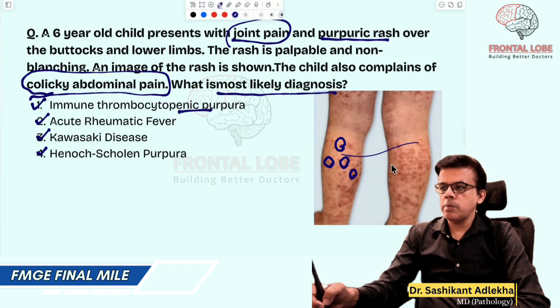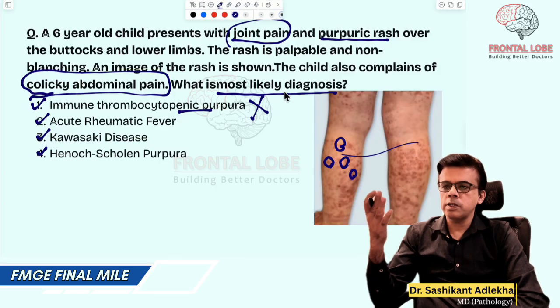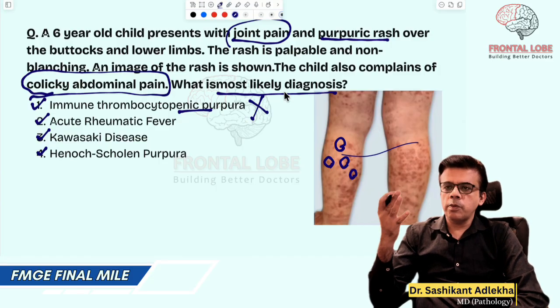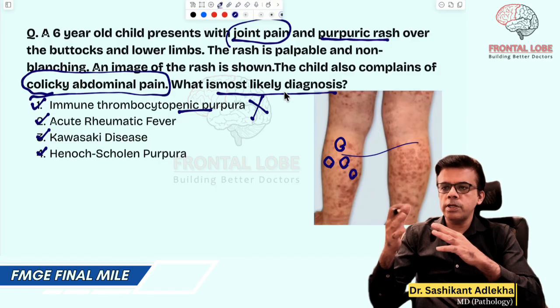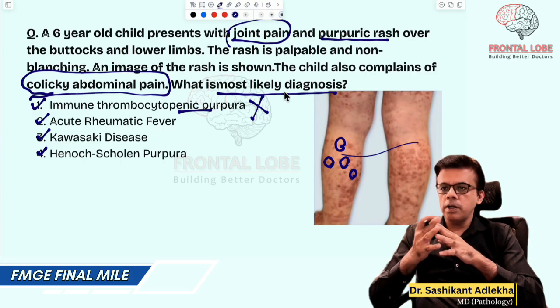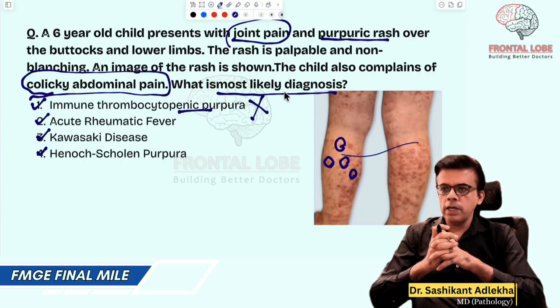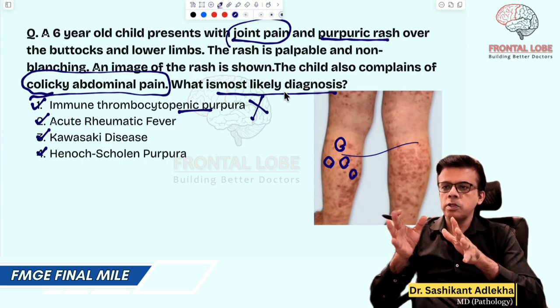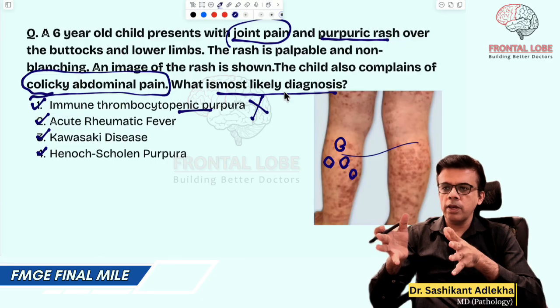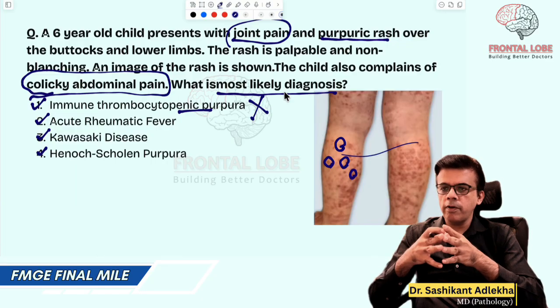ITP will present with these rashes and all, but colicky abdominal pain and joint pain are generally not features of ITP. So ITP is ruled out. How does ITP start? It starts with some respiratory infection, generally an upper respiratory tract infection. There is immune-mediated destruction of the platelets, and the characteristic feature in the bone marrow is increased megakaryocytes. So those are some identifying features. You must be very careful to identify them.